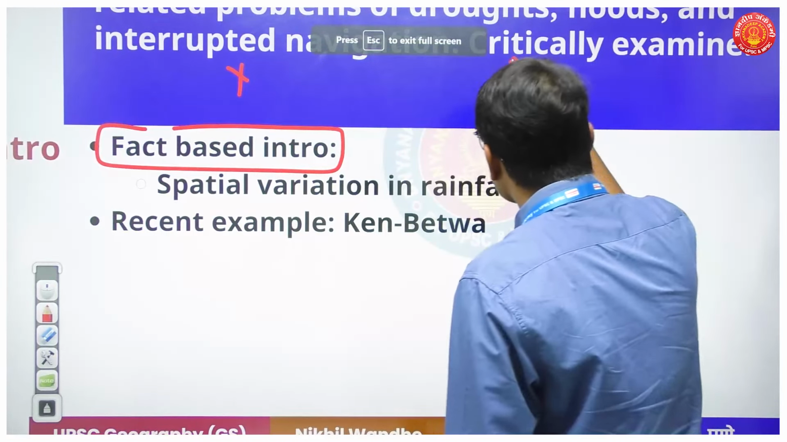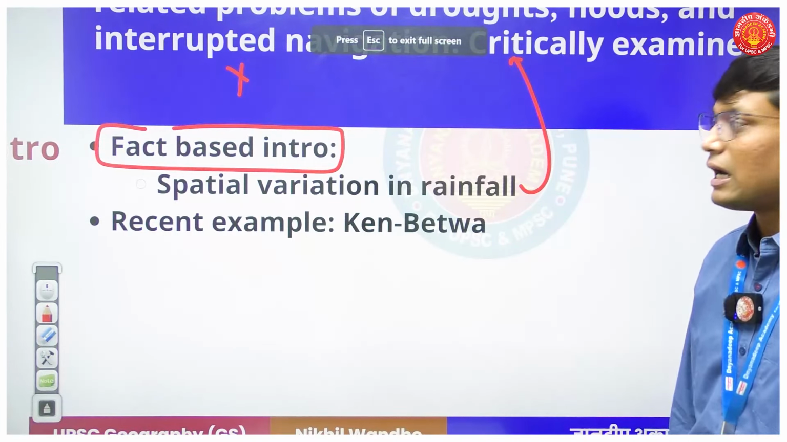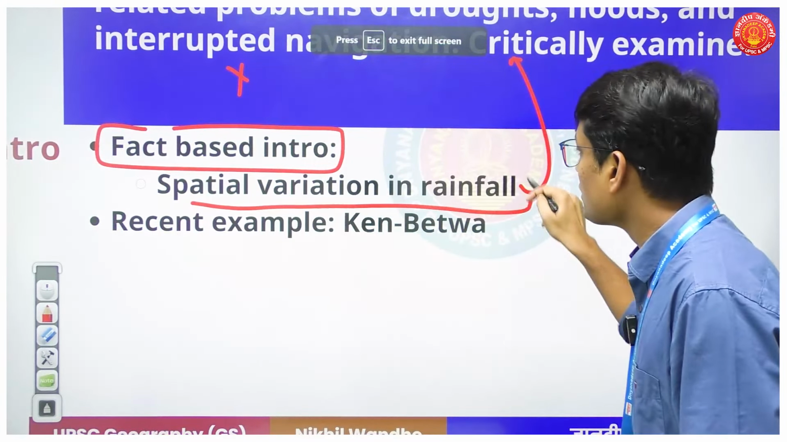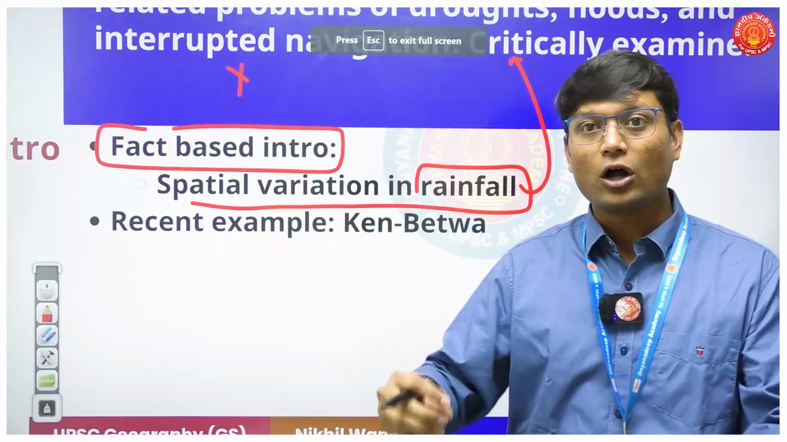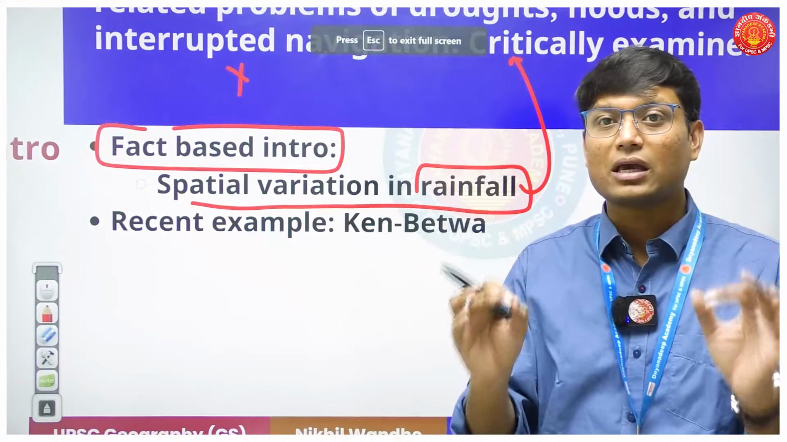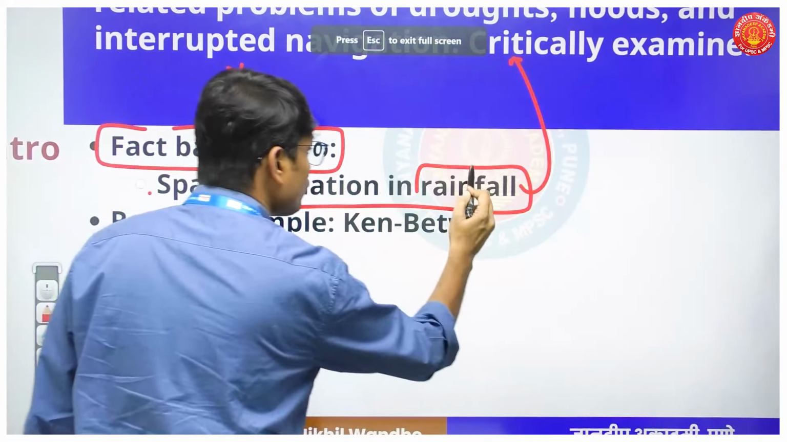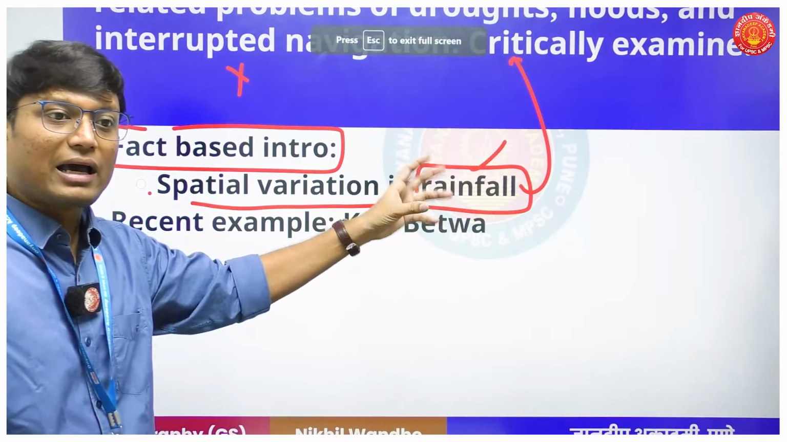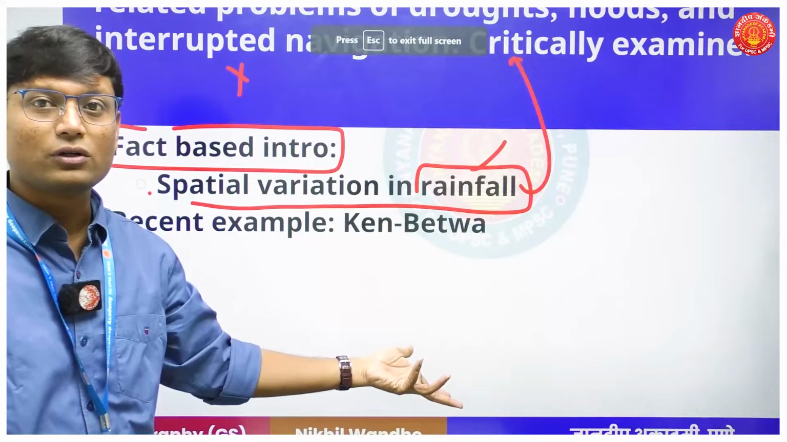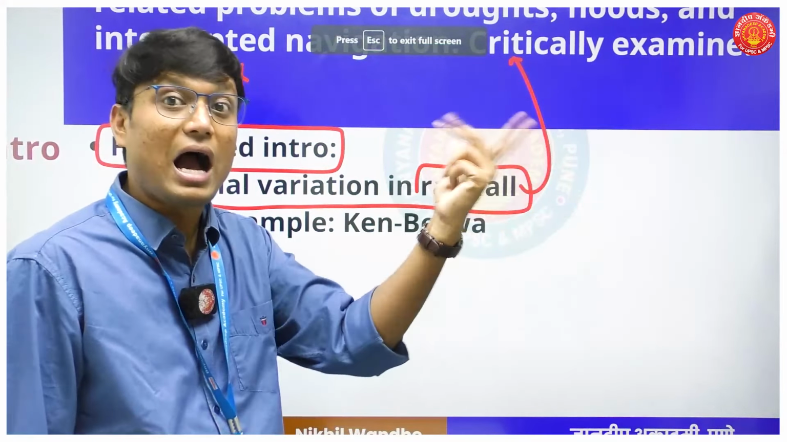The question is highlighting problems, so I am going to talk about the spatial variation in rainfall. Why do we need river interlinking in the first place? Because not all regions of India receive the same quantity of rainfall. Within every region I have a different quantity of rainfall. Some regions are receiving very little rainfall, and some regions are receiving very high rainfall.